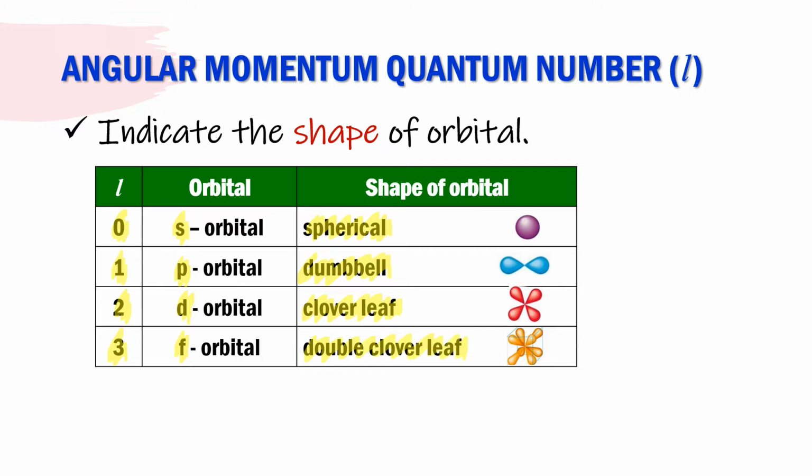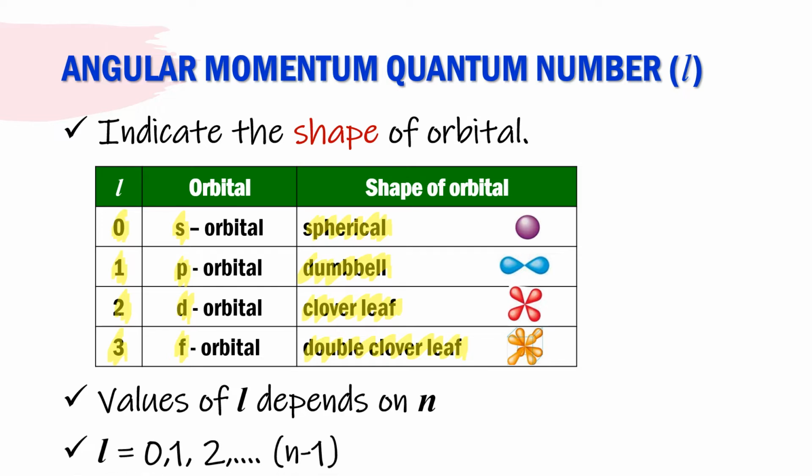The value of L depends on the value of n. So, L can be 0, 1, 2 until n minus 1. For example, let's say we have a value of n equal to 1. The possible value of L can be 0. We get this value from n minus 1, which is equal to 0. This number represents the maximum possible value of L.